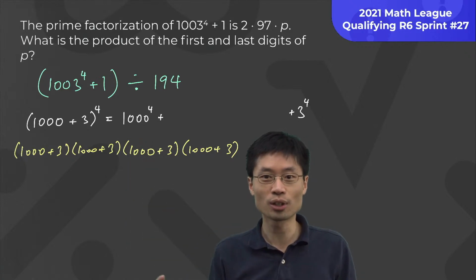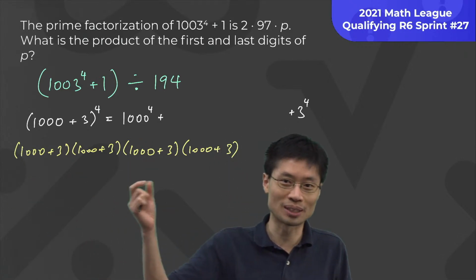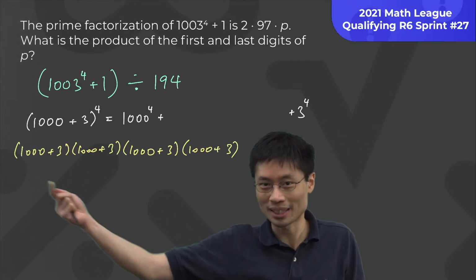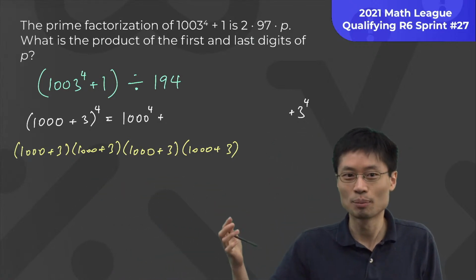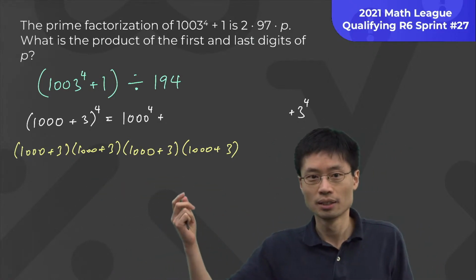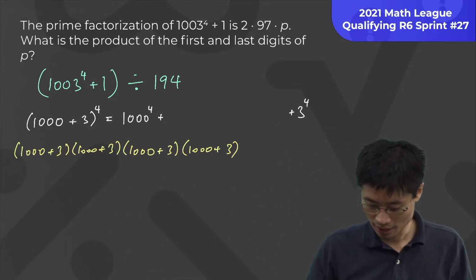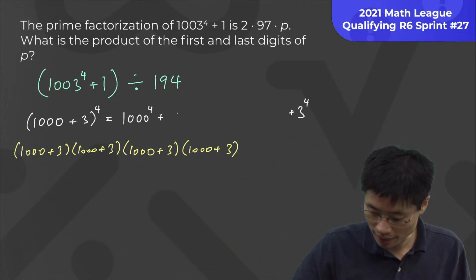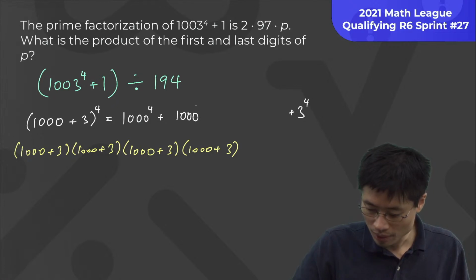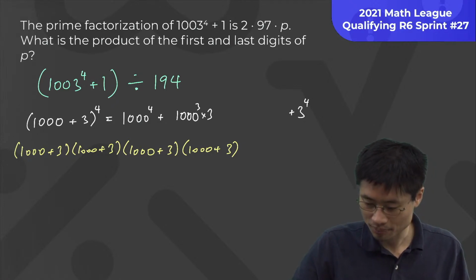Where does the 1000 to the 4 come from? It's when you pick the 1000 from each one. Right? There's like one way. Just pick 1000, 1000, 1000, 1000. But there's also a way that you can pick 3 of the 1000s and 1 of the 3s. So there should be another term, which is something like 1000 cubed times 3.